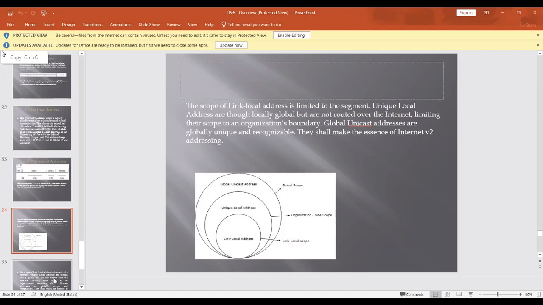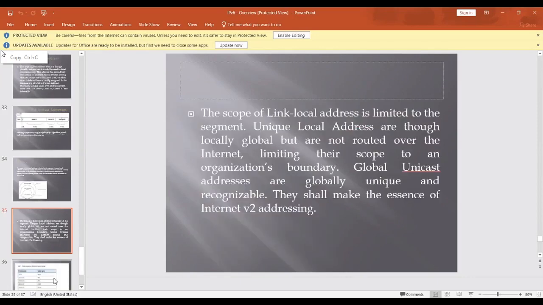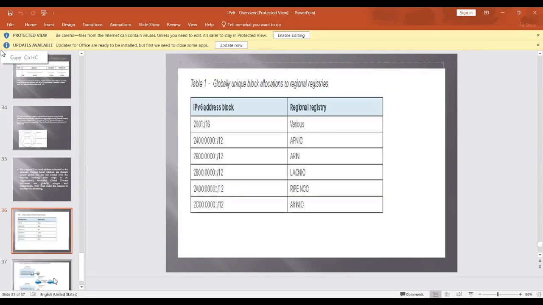The address scope of link local addresses is limited to the segment. Unique local addresses are locally global, but are not routed over the internet, limiting their scope to an organization's boundary. Global unicast addresses are globally unique and recognizable, so they make up the essence of IP version 6 addressing. The scope of link local addresses is limited to the segment, and unique local addresses are locally global but not routed over the internet. So I have repeated the same thing.